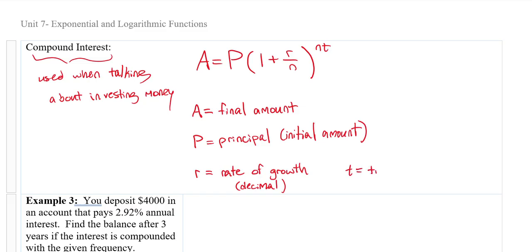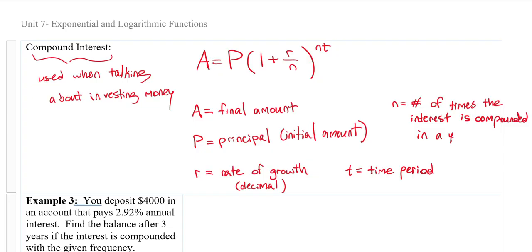And then T is also the time period, and that's going to be in years. And then there's one more letter that we've not talked about yet, and this is N. So this is going to be the number of times the interest is compounded in a year. So we'll do an example and we'll talk about what N means.